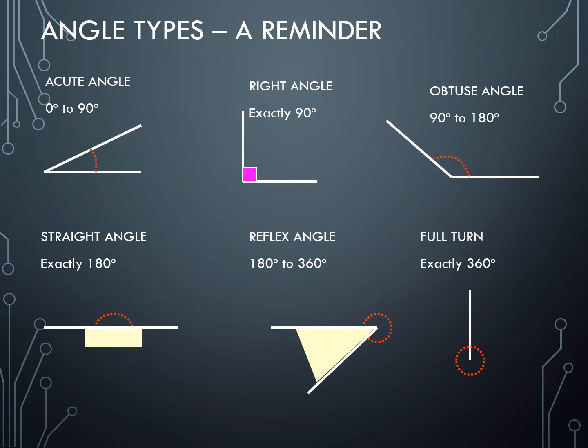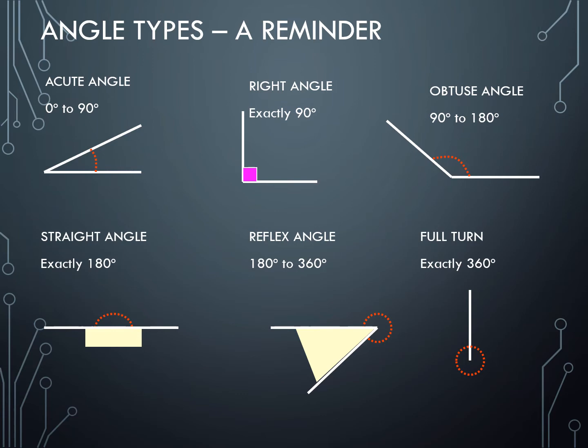And then in our top right hand corner, we've got an obtuse angle, which is anything from 90 degrees up to 180 degrees. So at the bottom left, we've got a straight angle, so our straight line just makes an angle of 180 degrees there. A reflex angle is anything from 180 up to 360. And our full turn is exactly 360 degrees.